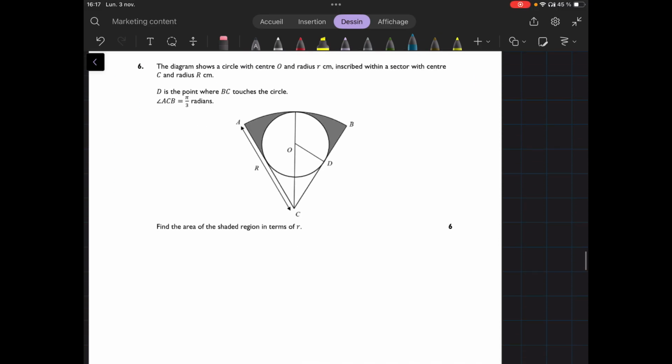Question 6. In this question, you're asked to find the area of a shaded region in terms of r, and we are given that this angle here is pi by 3. Because of symmetry, angle COD has to be pi by 6 radians.